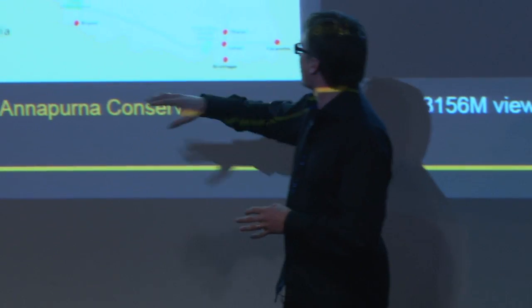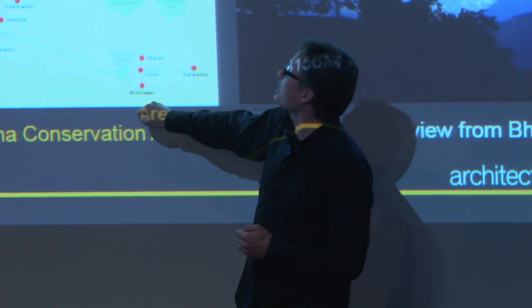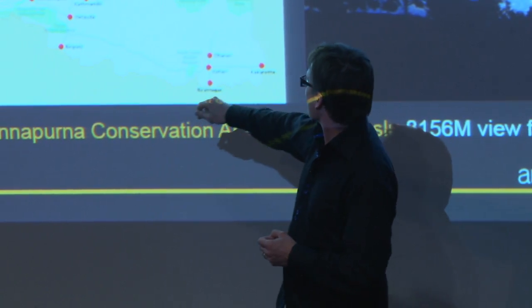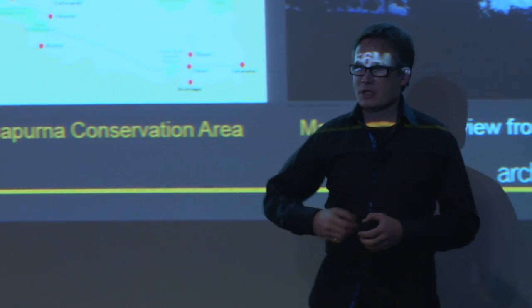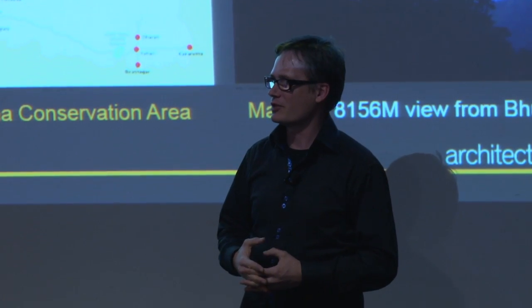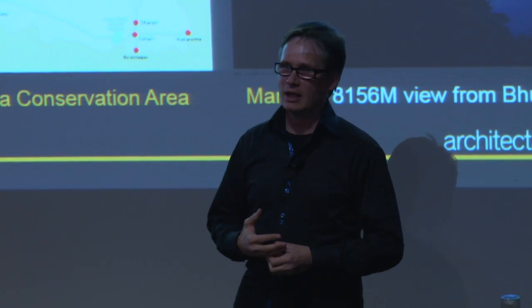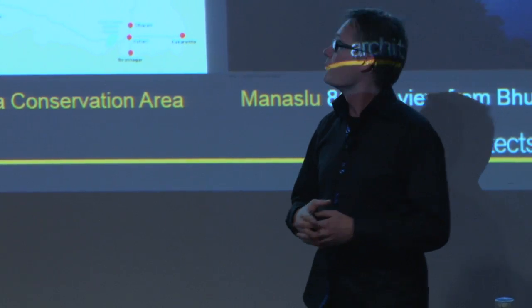Here's a map of Nepal. We can see the Lamjung region here in the ACAP region, the Annapurna Conservation Area. And we have now been able to do some work in Itahari, down in the Terai region, hopefully Kakarbhitta at the end of the year for Mighty Nepal, and in the Dolakha region as well. So through 10 years of knocking on doors and through 10 years of developing this relationship, we're now able to spread our wings a bit wider rather than just the Lamjung region.